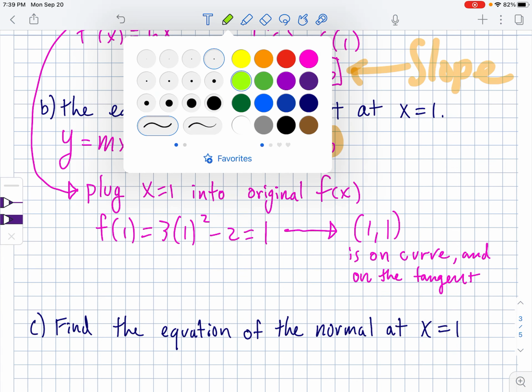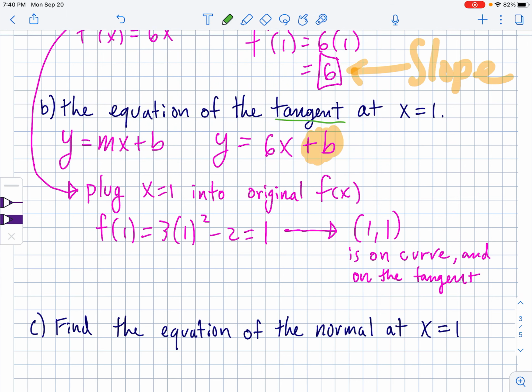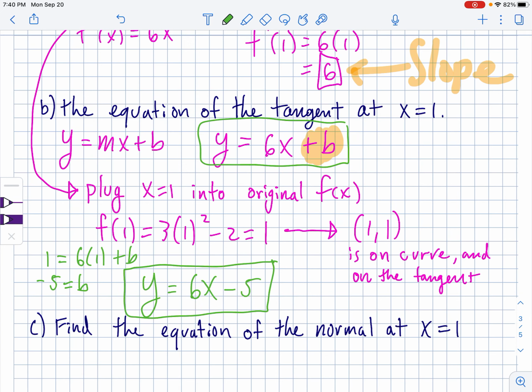Now, if you take the y equals mx plus b, so y equals 6x plus b, and replace x with 1 and y with 1, we can solve for b. So 1 is equal to 6 times 1 plus b. So b is equal to negative 5. So the equation of the tangent is y equals 6x minus 5.